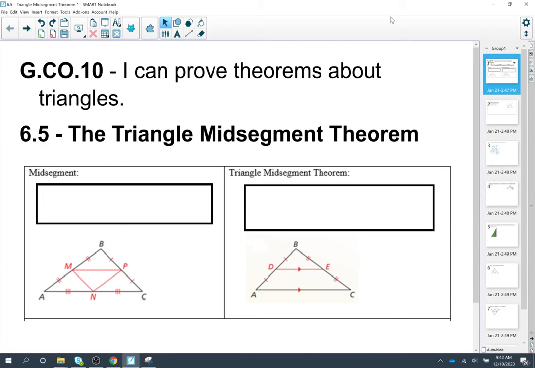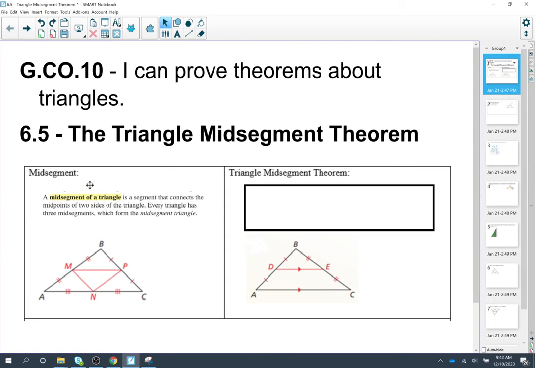6.5, the triangle midsegment theorem. So first of all, the definition of a midsegment. A midsegment of a triangle is a segment that connects the midpoints of two sides of the triangle. Every triangle has 3 midsegments, which form the midsegment triangle.